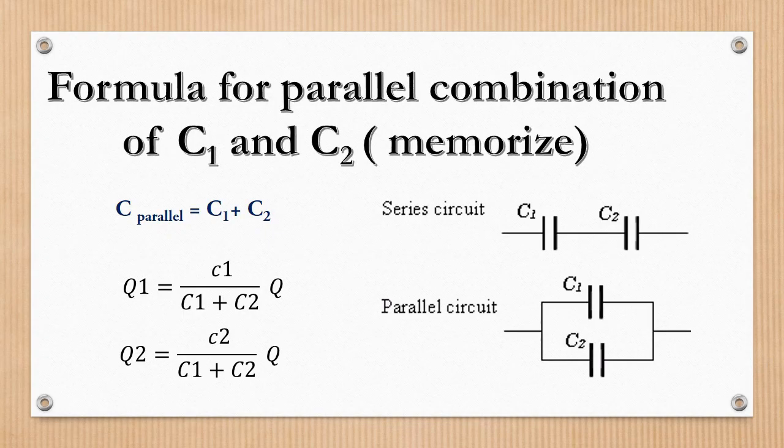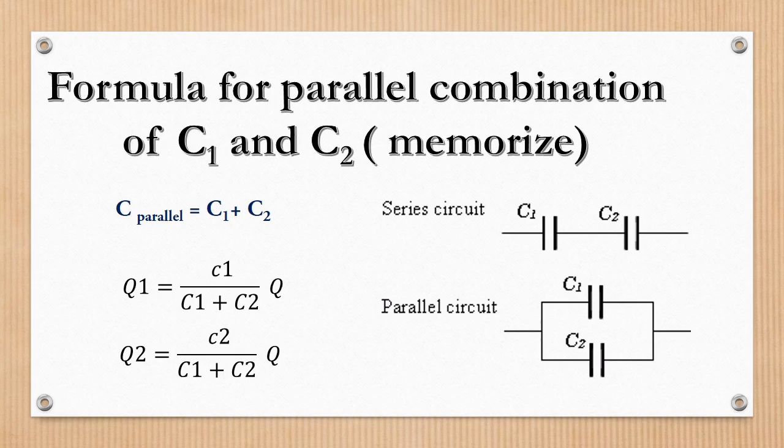Formula for parallel combination of two capacitors is C1 plus C2. You can see the diagram how the parallel combination and series combination are drawn. C parallel is equal to C1 plus C2. Here the voltage across each of the capacitors would remain the same, but the charges will be different depending on the capacitor. In my capacitor chapter you must have already learnt about it.